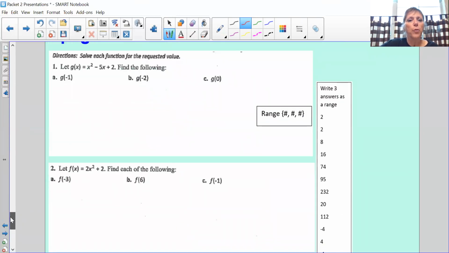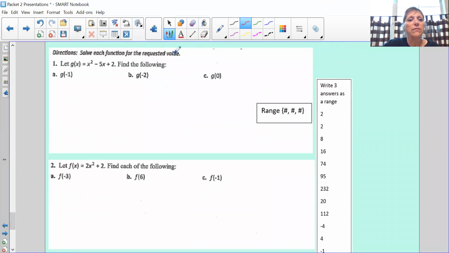solving each function for the requested value, and this value you're given are called domain. So -1, these are X values, which are domain, and we're going to write the answer as a range, which are the Y values. So what I'm going to do is every time I see an X here, by the way, this is a name. It is not part of the math. So I am going to do the math over here. So I'm going to write a parenthesis squared minus 5, and then a parenthesis, and then plus 2.